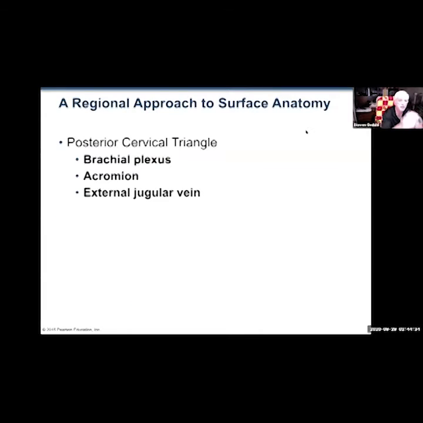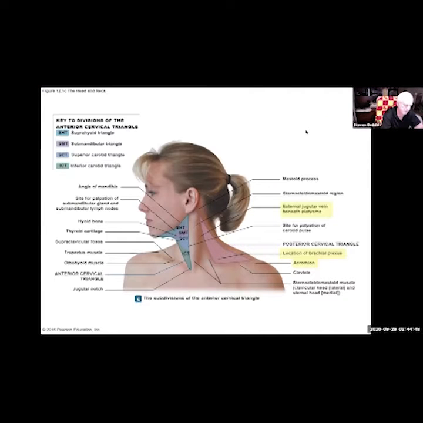The posterior cervical triangle has three areas also. You have the brachial plexus, you have your acromion of the scapula, and you have your external jugular vein. So here's your external jugular vein, in your posterior triangle. The brachial plexus is right across here, and the acromion is that point on your scapula that you can feel in the back there where your joint hinges. That's the high point.